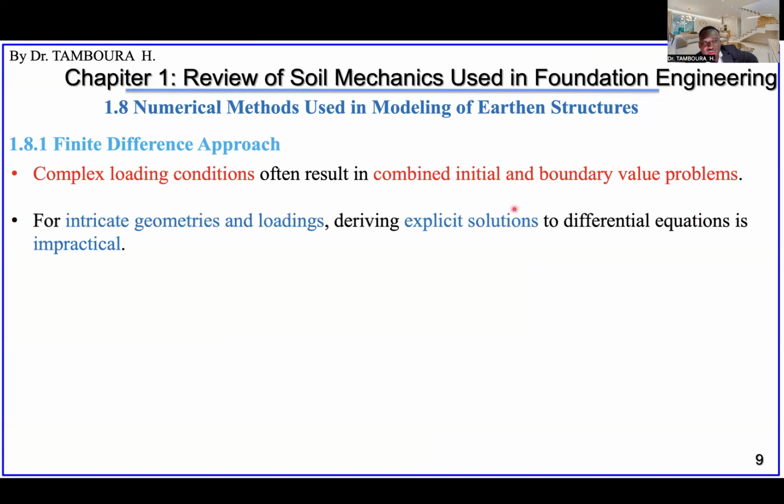For intricate geometry and loading, deriving an explicit solution to the differential equation is impractical. It means that when you have complicated loading and geometry, it is difficult to derive a good, reliable solution using simple mathematical equations.